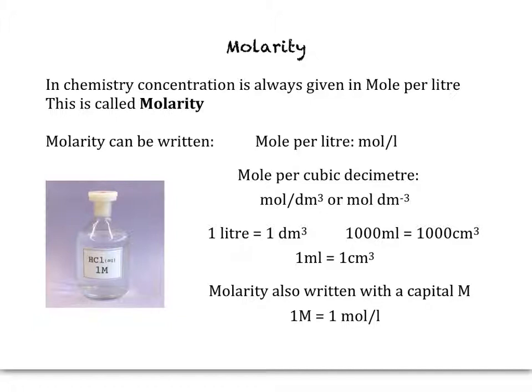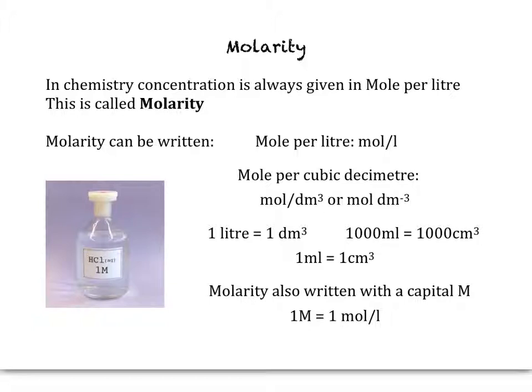Molarity. In chemistry, concentration should always be given in moles per litre. This is called molarity. Molarity means concentration in moles per litre. There are several ways to express the units of molarity. Moles per litre we've already used. Moles per cubic decimeter are also used and written mole / dm to the power of 3, or simply mole dm to the power of minus 3.